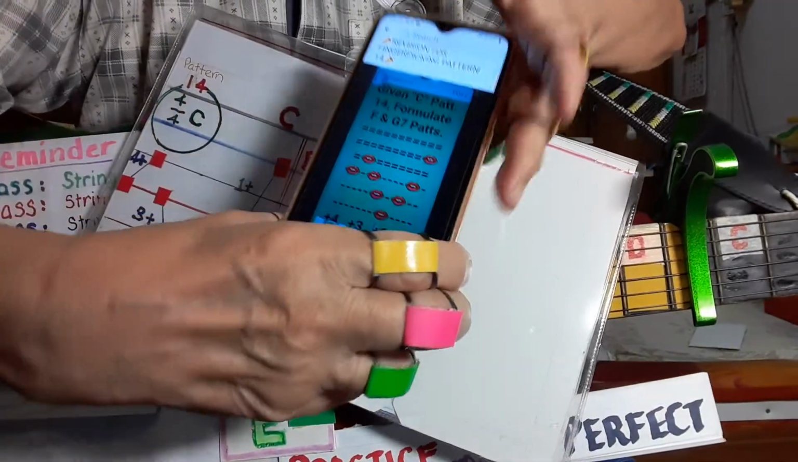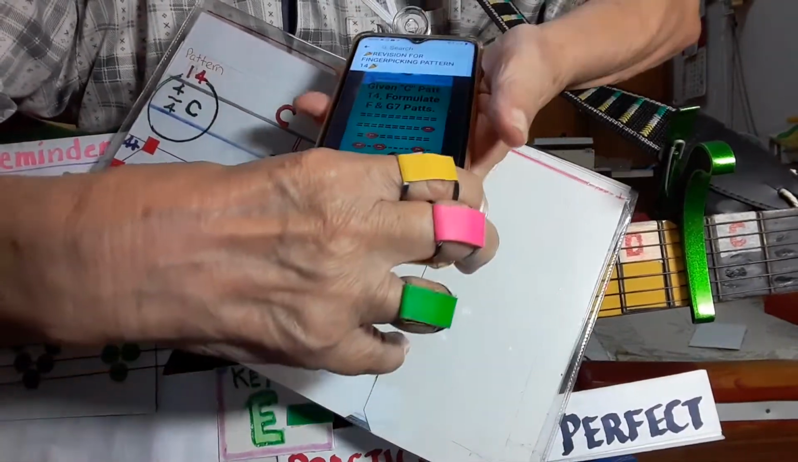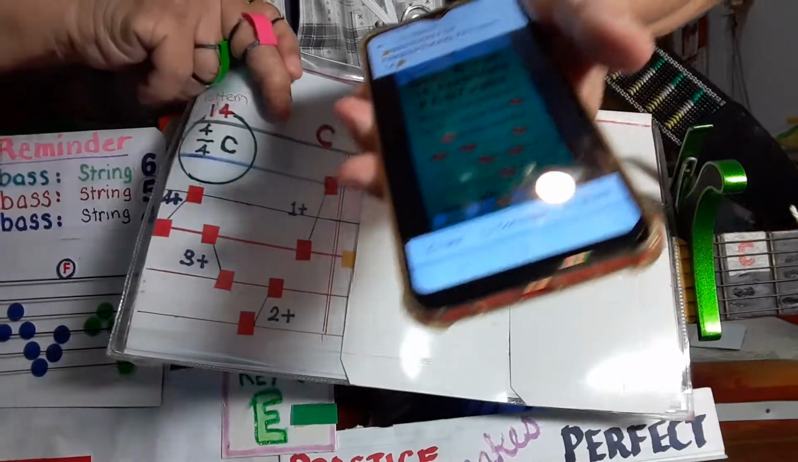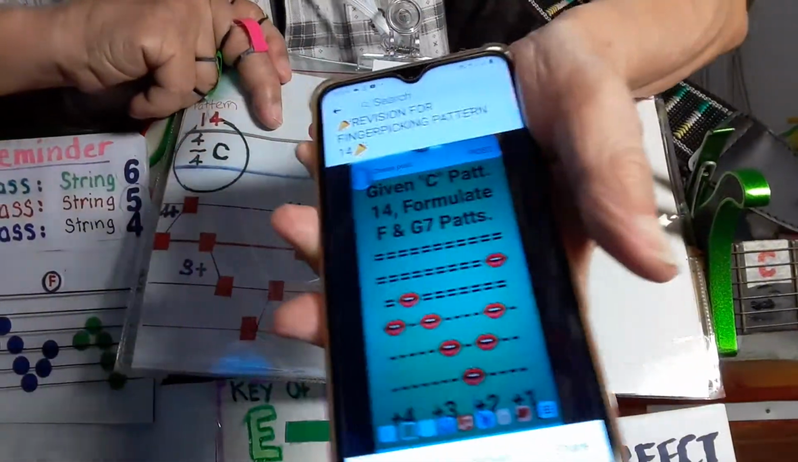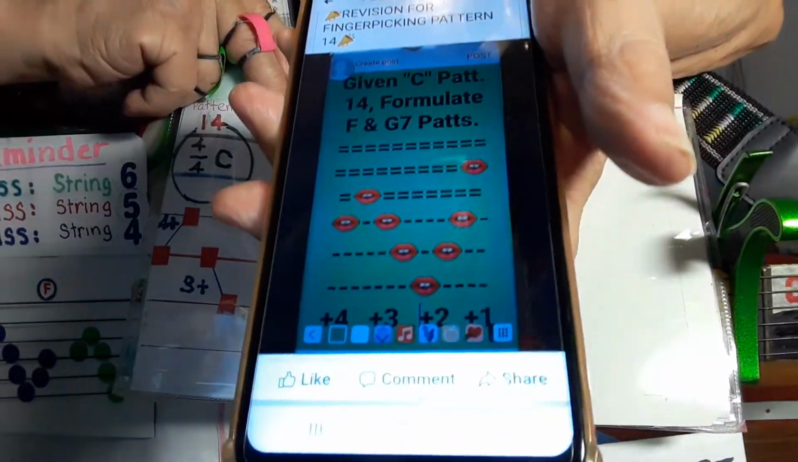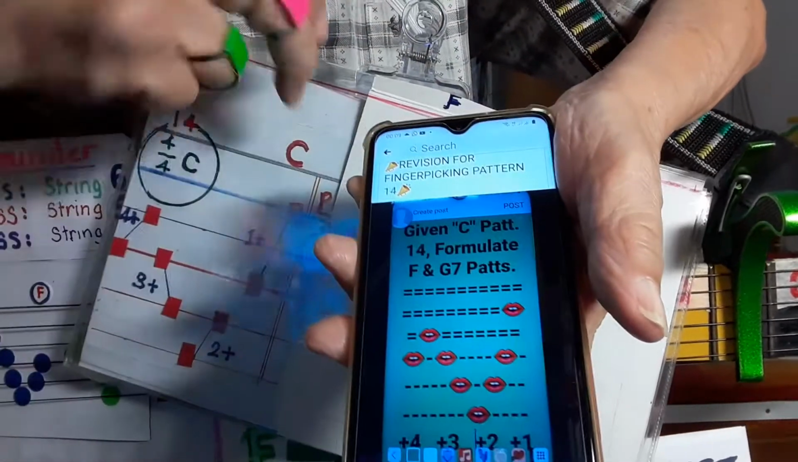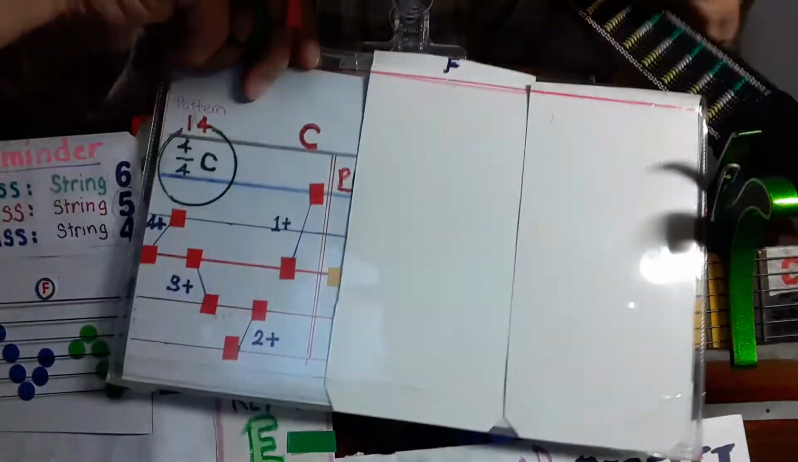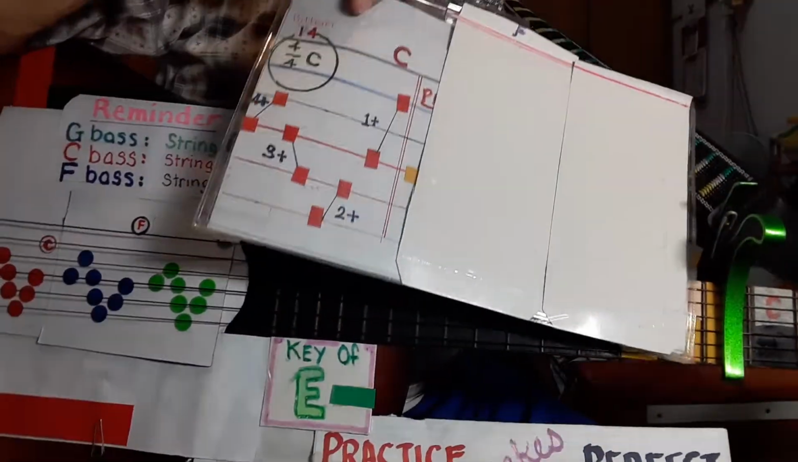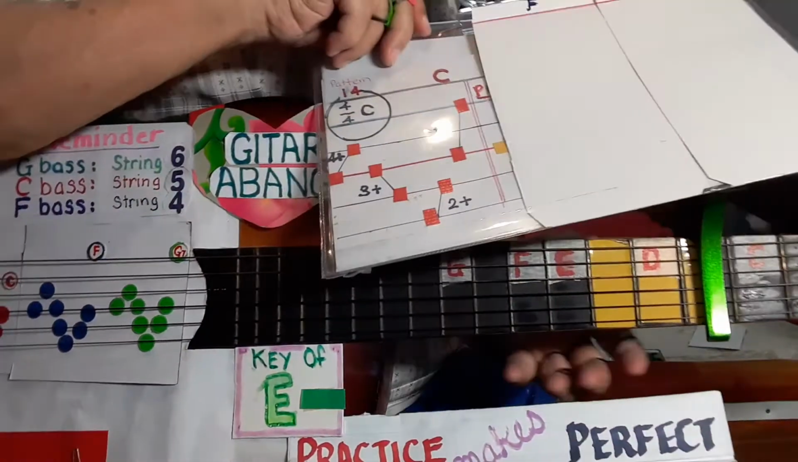Now I've documented the C chord pattern in my phone. Now this is the pattern. That is pattern 14, C chord pattern. I documented it in my phone, right? So now I'm going to formulate the F and G chord pattern.